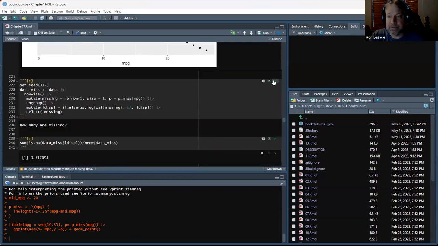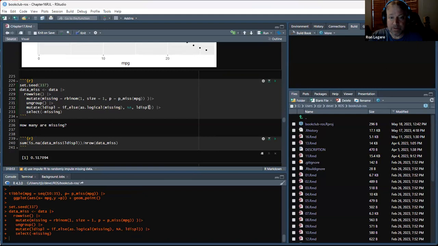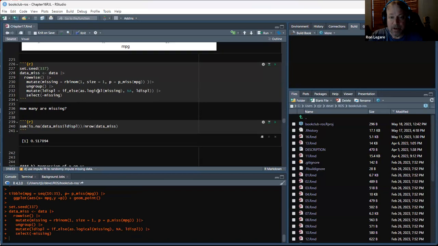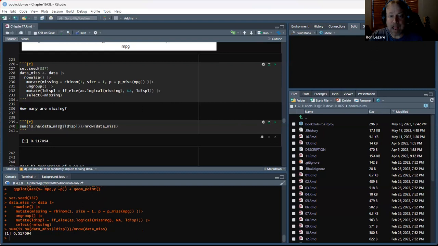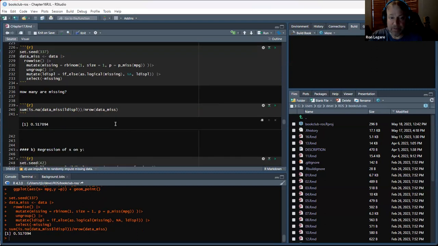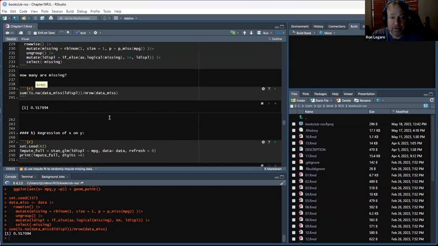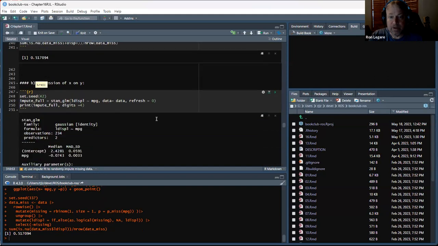So this is a simulation. Don't worry about this; there are probably better ways to do it, but I just used random chance based on the probability of missing given the miles per gallon, and I generated some missing data. About half of them are missing. That was the goal, to have half of them missing. That's shown there.